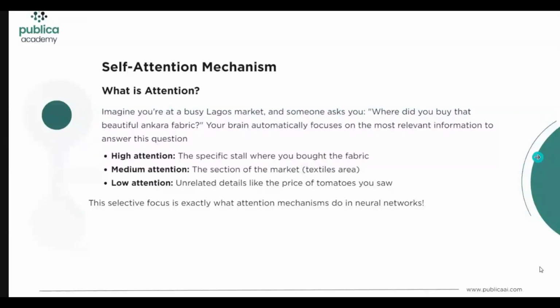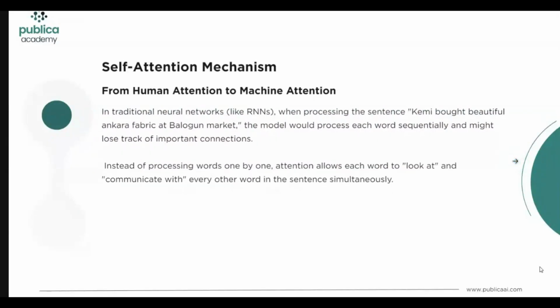Awesome. We move. So from human attention to machine attention: traditional neural networks like the RNN, when processing a sentence like "Kemi bought beautiful Ankara fabric at Balogun Market", process each word sequentially and might lose track of important connections. Because it's sequential, you lose what is important. Now, this is how that works.